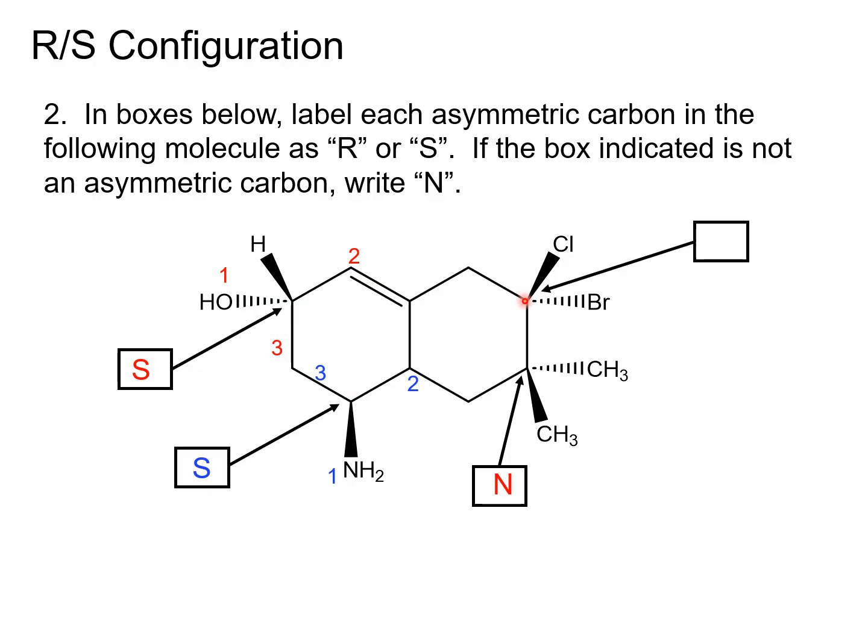I wanted to give one more example, and we'll have more practice of this if you're having trouble. But when I go ahead and assign priorities here, bromine is lower on the periodic table. That's going to be 1. I'm comparing carbons to chlorine. So chlorine is 2. And then when I'm looking at my carbon groups, I have a carbon here with no hydrogens. I have a carbon here with 2 hydrogens. So my 4th priority here is in the plane of the board.